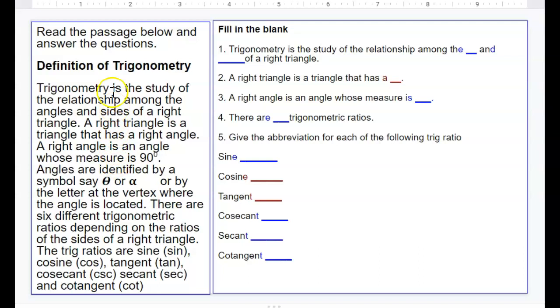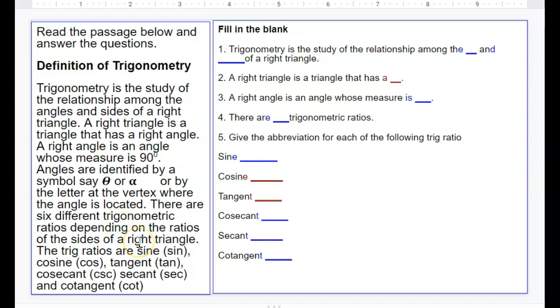So what is trigonometry? It says, read the passage below and answer the questions. Definition of trigonometry. Trigonometry is the study of the relationship among the angles and sides of a right triangle. A right triangle is a triangle that has a right angle. A right angle is an angle whose measure is 90 degrees. Angles are identified by a symbol, say theta or alpha, or by the letter at the vertex where the angle is located.